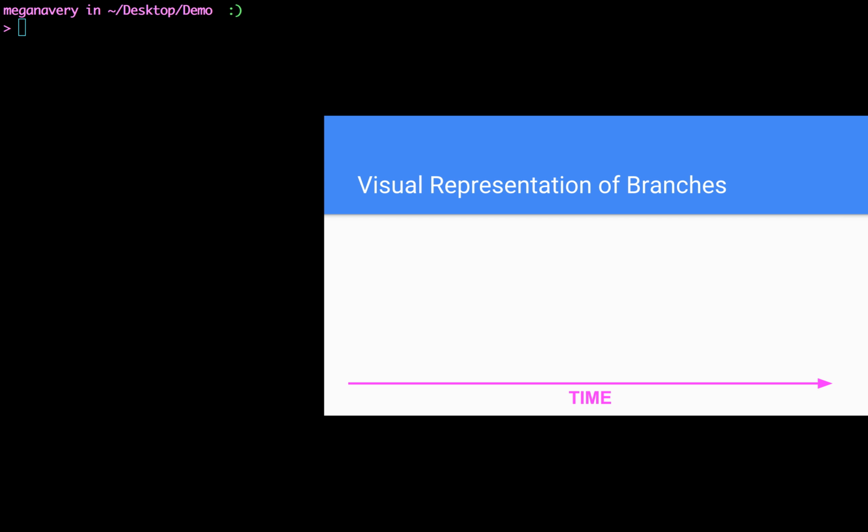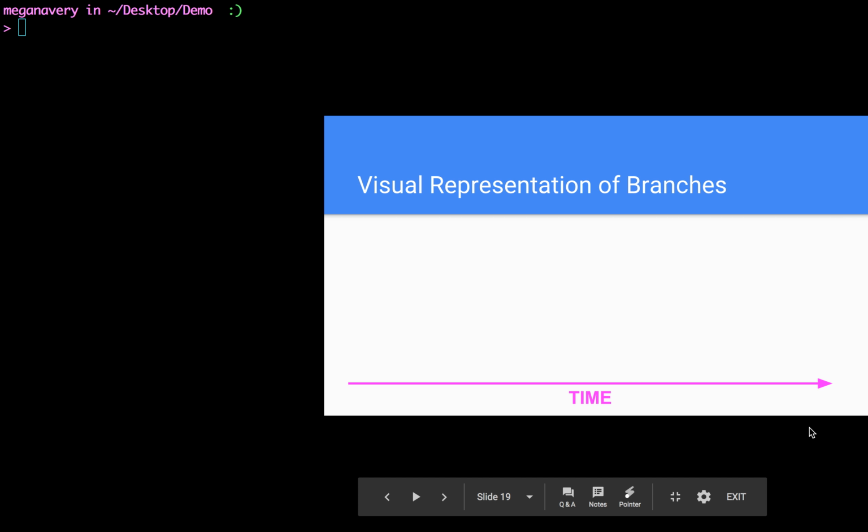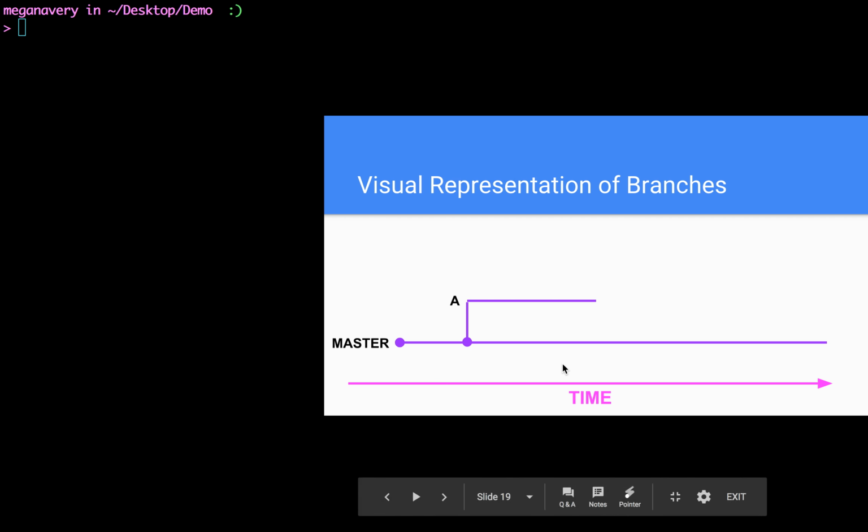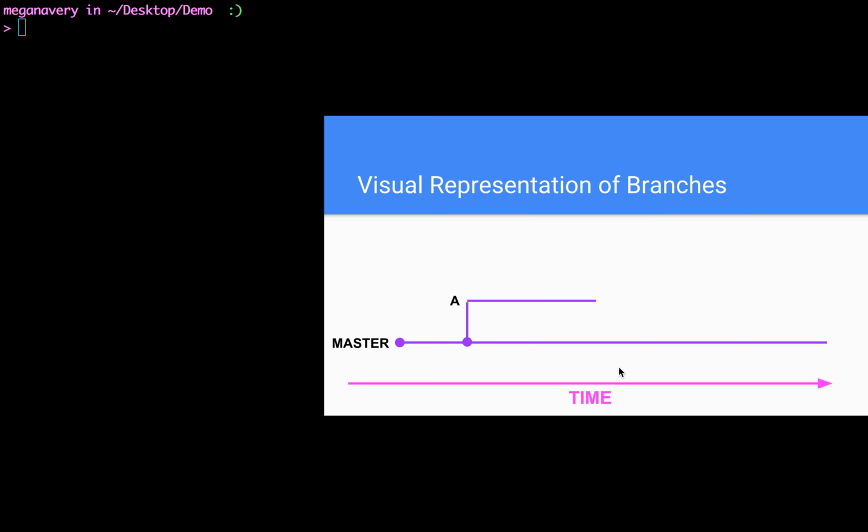So this is a visual representation of branches over time. This pink arrow is time moving from left to right. And let's say that I have master, and this is also showing what we just did when creating our branches. We had master, and then we branched A off of master, and from this point moving forward, A and master are going to be parallel until we call merge. And then we branched B off of A, so now master, A and B are all parallel, and they won't come back together until we merge.